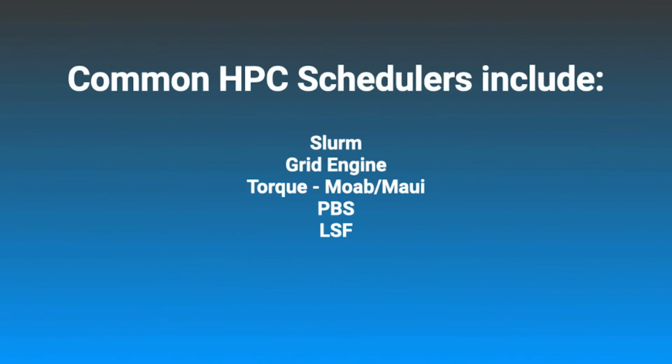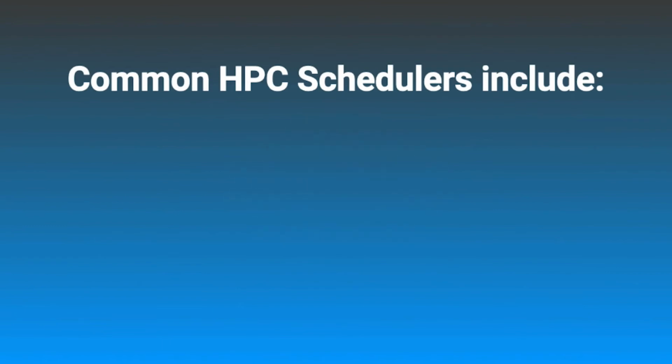Torque is actually built off of the original PBS project. GridEngine has multiple iterations, both commercial and open source. And Slurm has probably become one of the most commonly used schedulers out there, at least in terms of BioTeam customers and what they use. So today, we're only going to focus on Slurm and GridEngine.